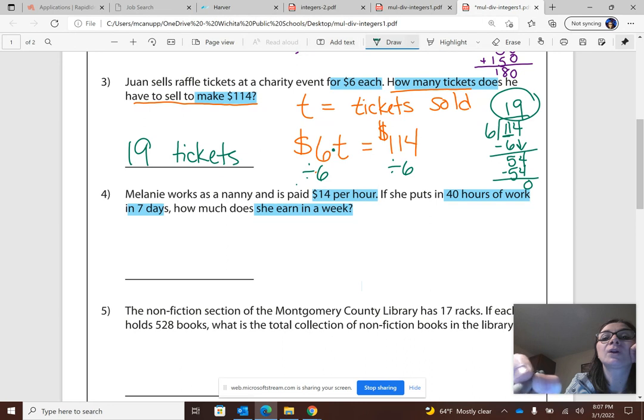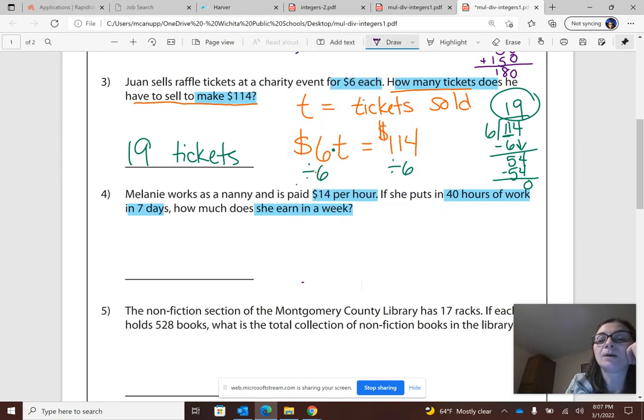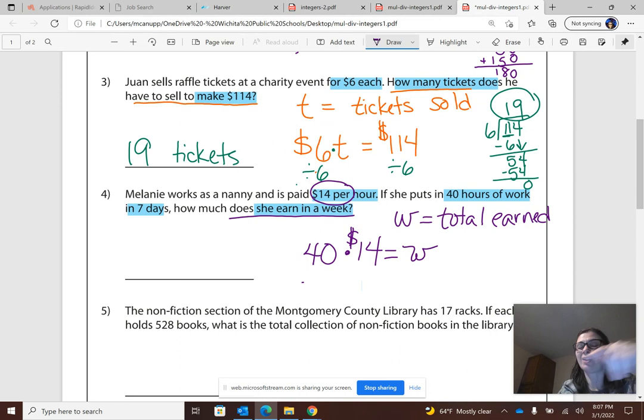Okay. So kind of what we're looking at is saying, okay, well, let's do W equals total earned. Because that's what they're asking us to find, right? How much does she earn in a week? Okay, well, I know she worked 40 hours. And how much does she make each hour? $14. And so that's going to give me my W, my total. So all I have to do is that math.